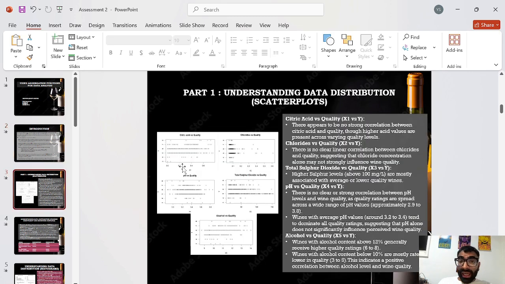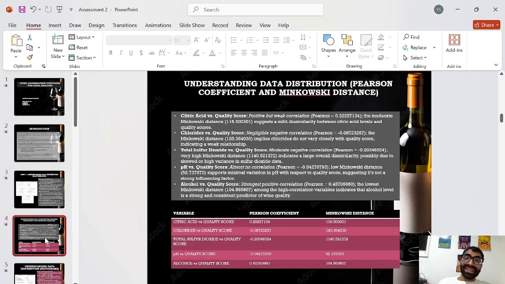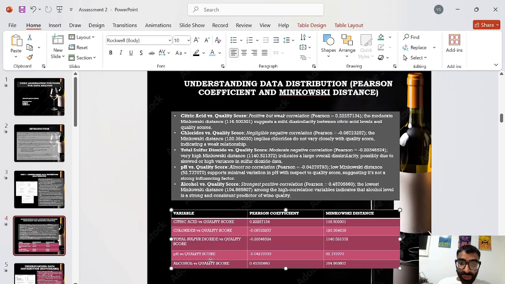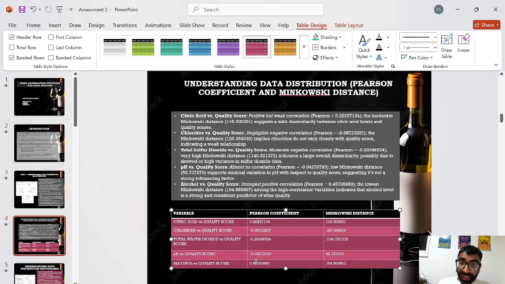Firstly, we can see in the scatter plot there's no solid relationship in our data. For example, there's no increasing or decreasing behavior between our features and the target variable, which is the quality. So to analyze the data in depth, we are using Pearson correlation coefficient and Minkowski distance. So my friends, you need to see the logic here. If the distance is more, the correlation will be less. If the correlation is more, the distance will be less. For example, in alcohol versus the quality score, the Pearson correlation is very high and the distance is very low. So these two metrics can help us to understand the data better.